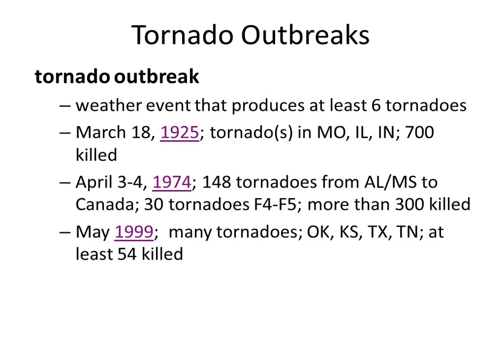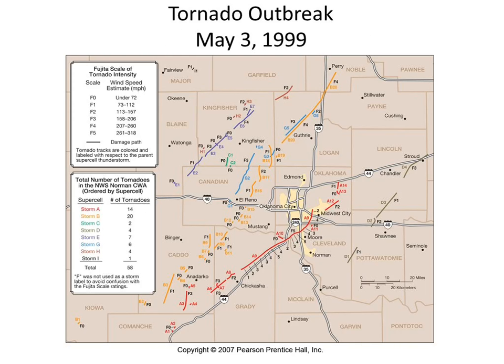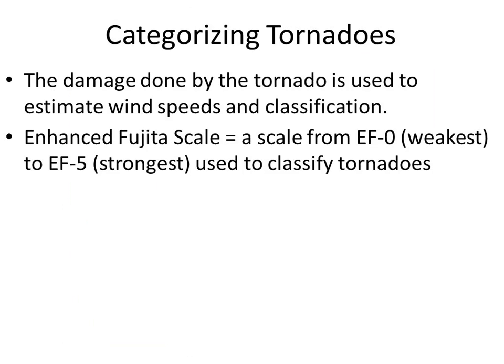1999, the outbreak went through Oklahoma, Kansas, Texas, and Tennessee. And actually that 1999 one is here. Each color is a different tornado or a different storm system.